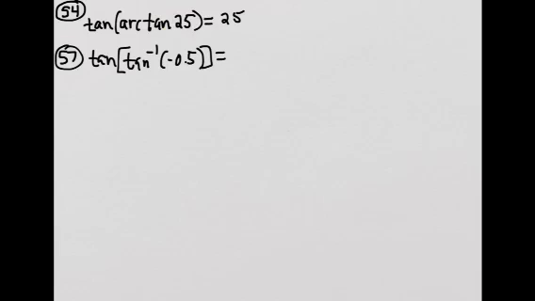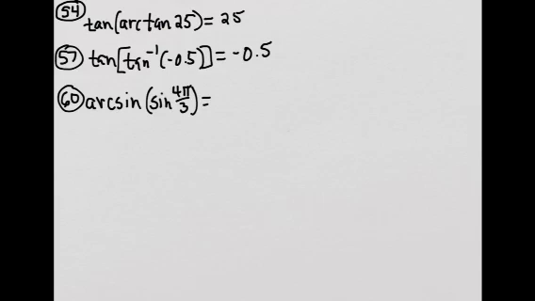For 54, it's tangent of arc tangent of 25. Now these two are inverse functions, tangent and arctangent, and if this number is within the specified range, then the answer would be this number here. And for arctangent, as long as it's a real number, then we're good. The answer is 25. Okay, 57 is the same thing. It's tangent inverse. These functions are inverse functions. As long as this is a real number, then we could just say the answer is that number.